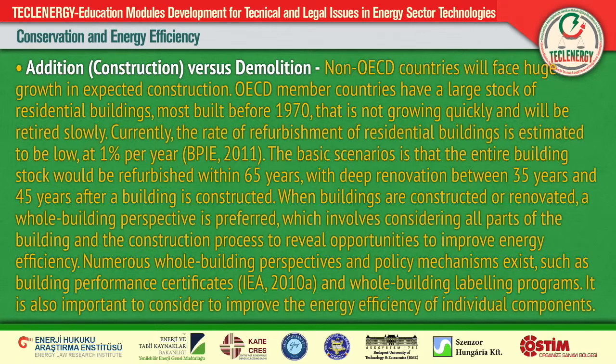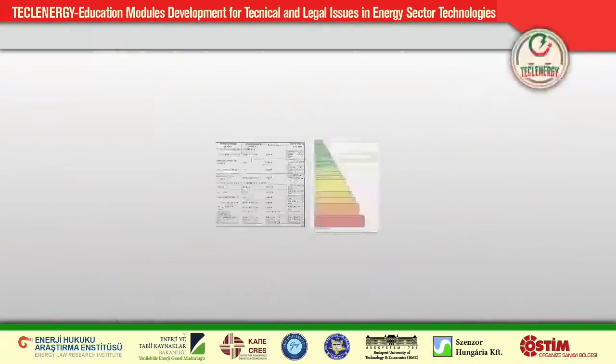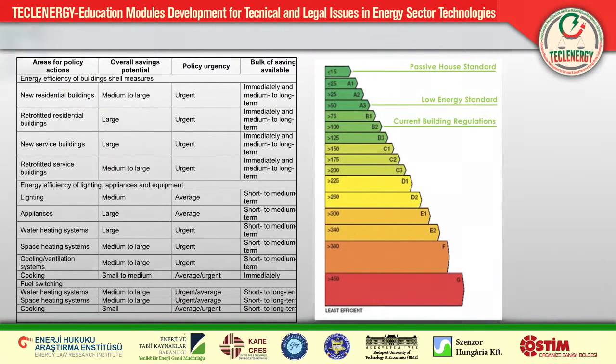Numerous whole building perspectives and policy mechanisms exist, such as building performance certificates and whole building labeling programs. It's also important to consider improving the energy efficiency of individual components. Areas for policy actions, saving potential, urgency. As you may observe in the table, there are numerous and widely varied areas for policy actions in order to improve buildings' efficiency. The pyramid of efficiency in buildings reflects the gap between current building regulations, low energy standards, and passive house standards already available for use.